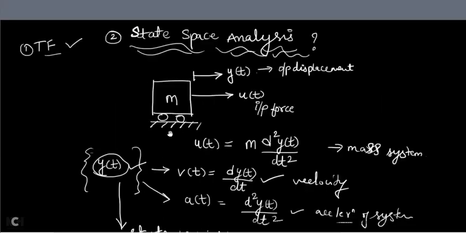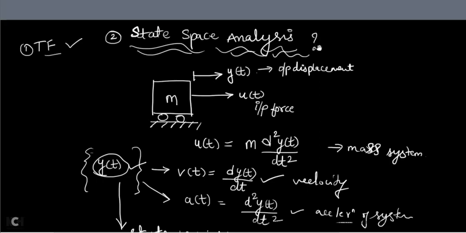Now let us learn how to design and analyze the control system using another method called the state space analysis method. So the first method to design and analyze the control system is the transfer function method, which we have studied already. Now the second method to design and analyze a control system is state space analysis.